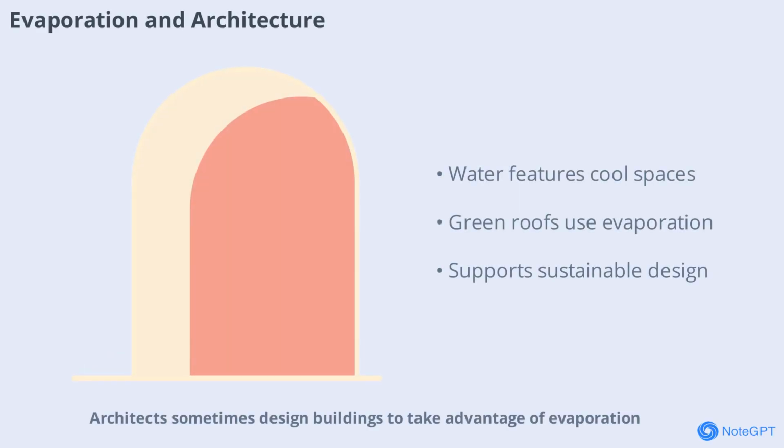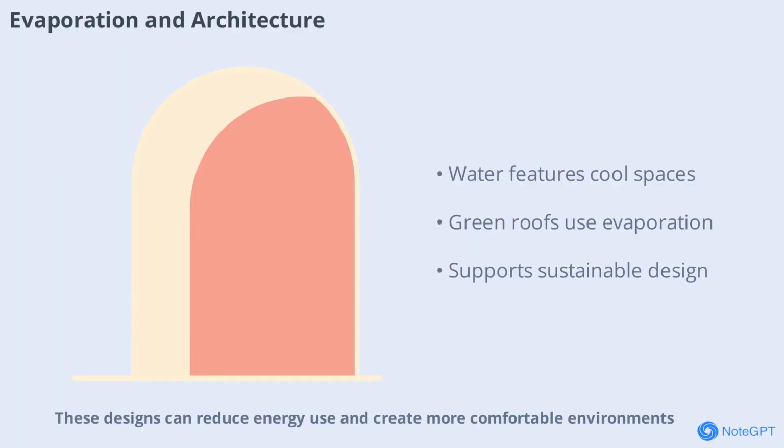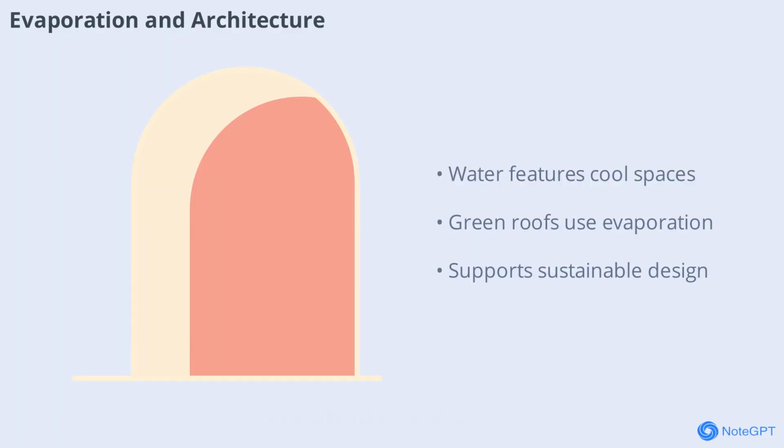Architects sometimes design buildings to take advantage of evaporation. Features like water walls, fountains, and green roofs use evaporation to cool indoor and outdoor spaces. These designs can reduce energy use and create more comfortable environments, especially in hot climates. Evaporation is a natural ally in sustainable architecture.